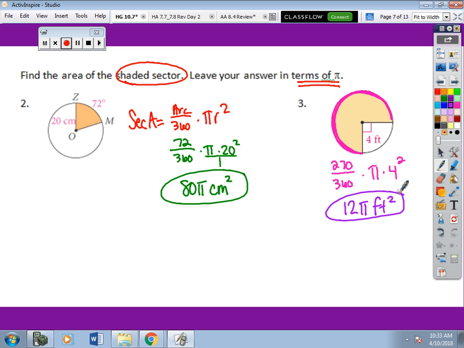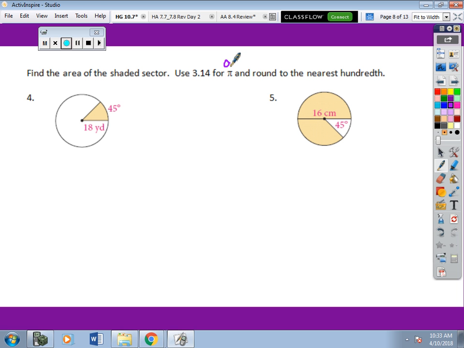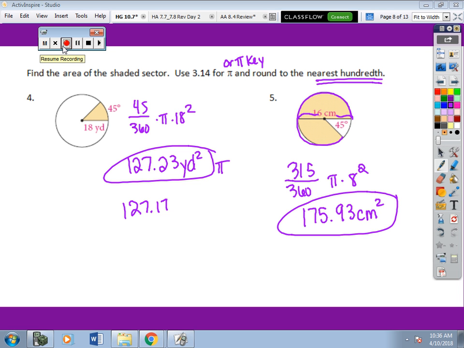All right, the next two I'd like you to try on your own. These tell you to actually plug in pi because the directions say use 3.14 for pi. I'm going to use the pi key and round to the nearest hundredth for both of these. So see if you can solve both of those. Make sure you don't plug in 45 because you'd be finding the area you don't want. You could then subtract that from the area of the whole circle if you really desire to, but it's a little faster.